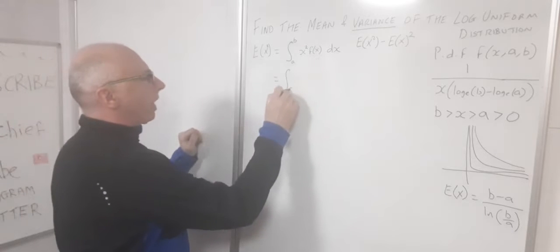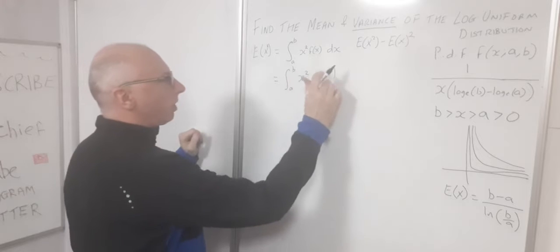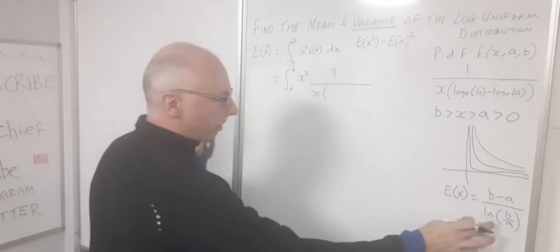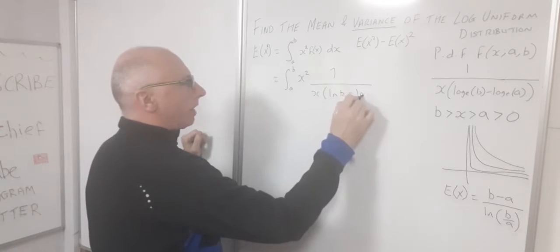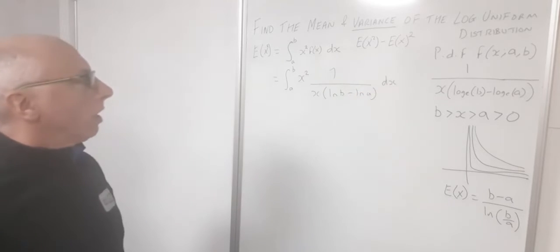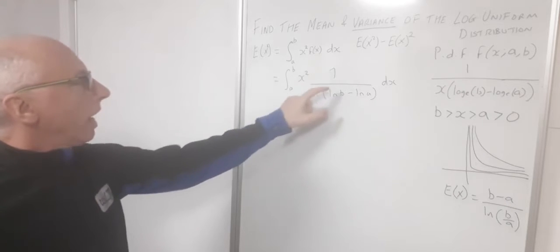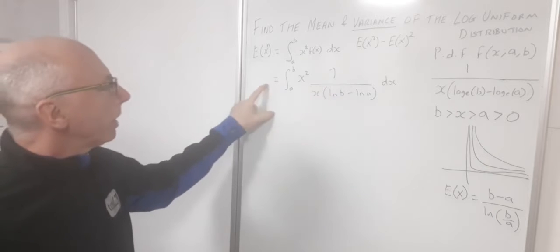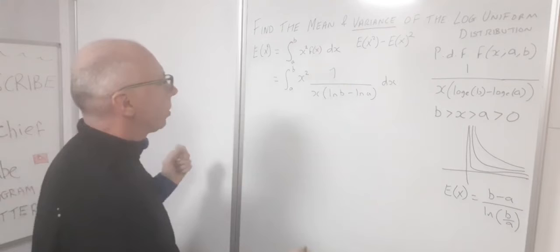So the integral from a to b of x squared times 1 over x, so now I'm going to write this term here, ln of b minus ln of a, and then dx. Okay, now what we can do is just simplify this integrand and then bring our constant multiple out front, because this term here can be separated out because this is all multiplied, and then we'll have a nice easy integral for us to look at.